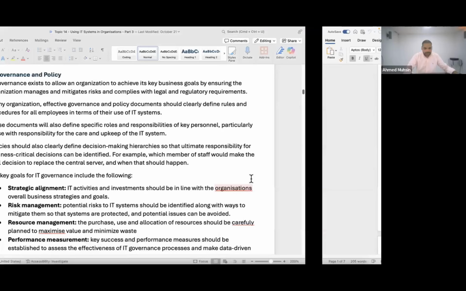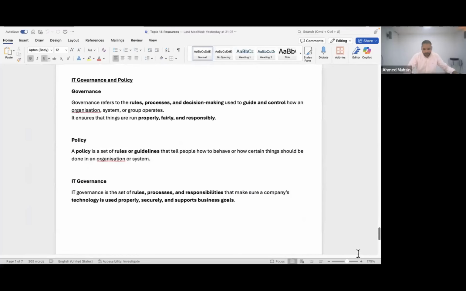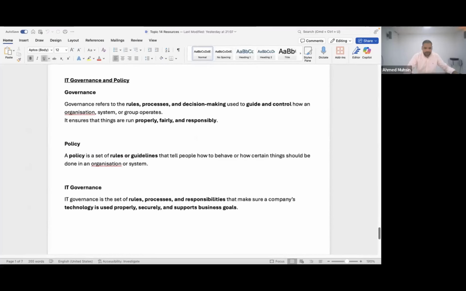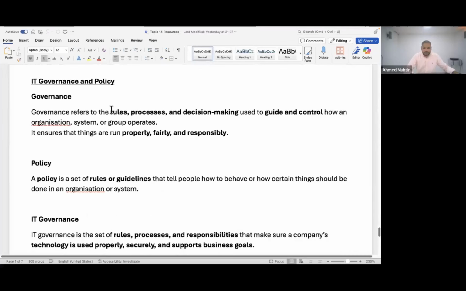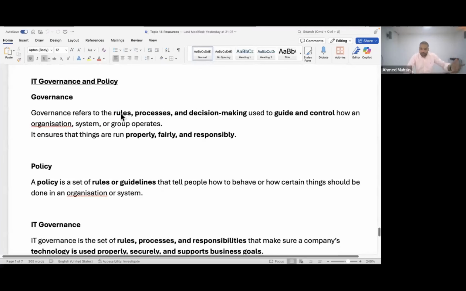The meaning of governance, I want you all to read with me. Don't focus on anything else, just focus on the meaning of governance. Governance refers to the rules, the processes, and decision making used to guide and control how an organization, system, or group operates. In simpler words, what does governance do? It ensures that an organization, a business, a company, whatever it is, is run properly, fairly, and responsibly.